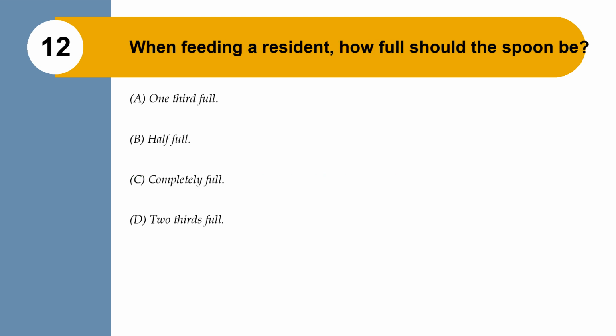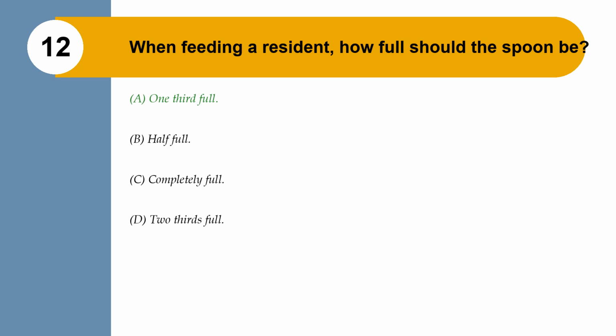Question 12. When feeding a resident, how full should the spoon be? Option A, 1/3 full. Option B, half full. Option C, completely full. Option D, 2/3 full.